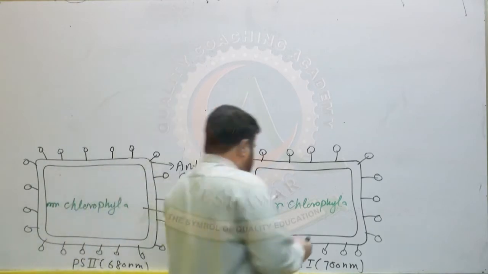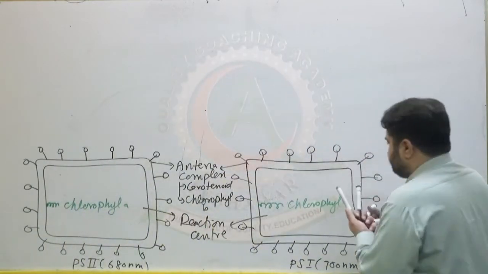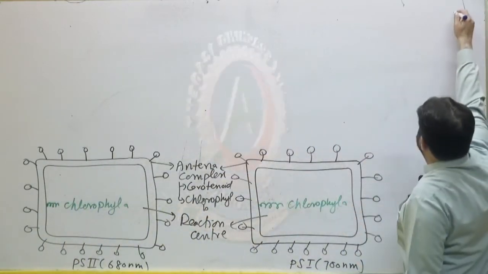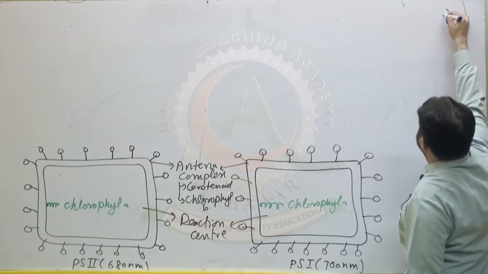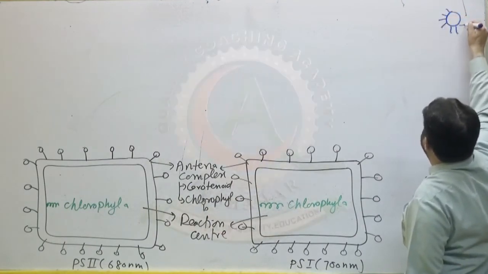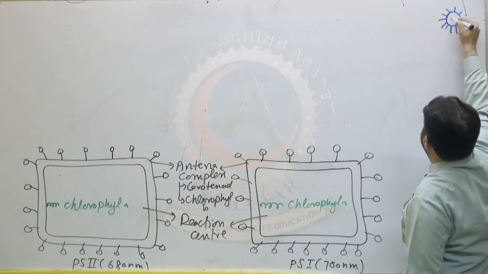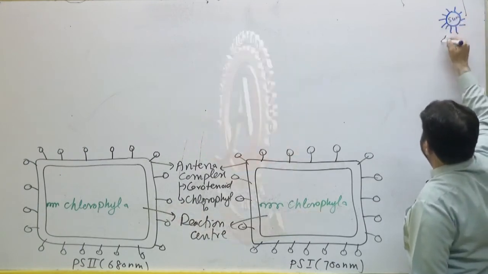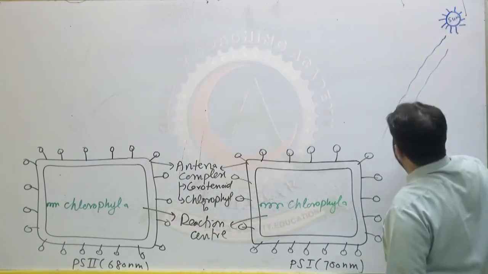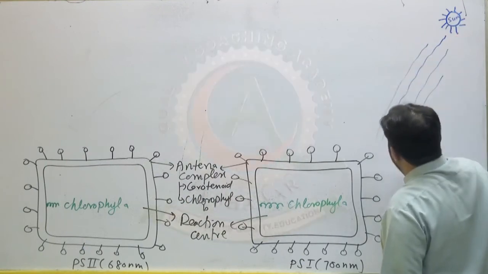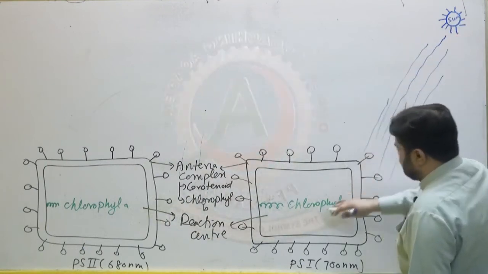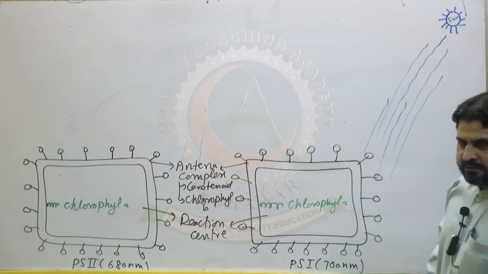Now, sunlight is in the form of light energy, radiant photons. This light falls on the plant body, and first it excites an electron from photosystem 1.